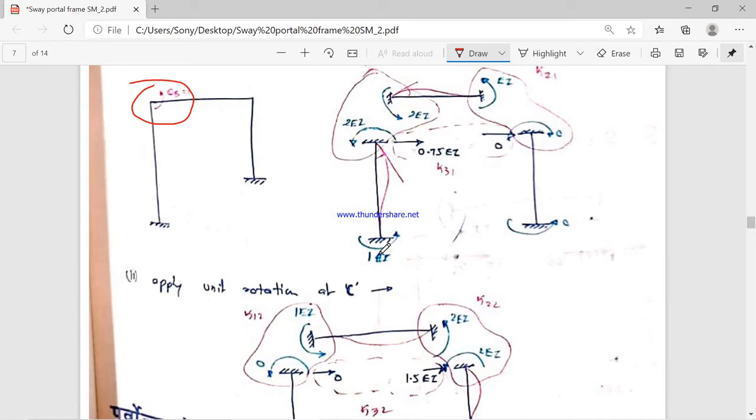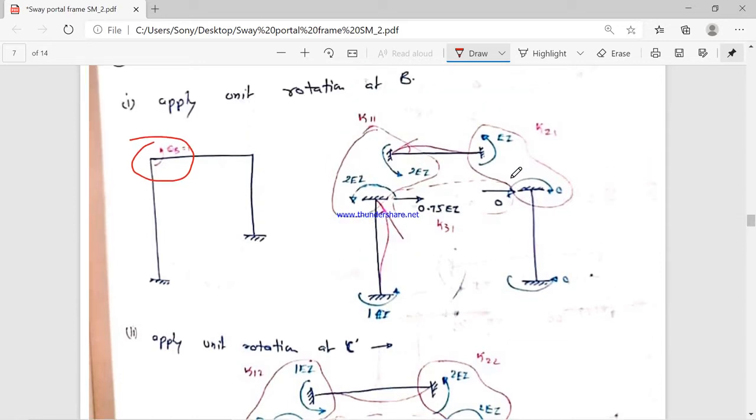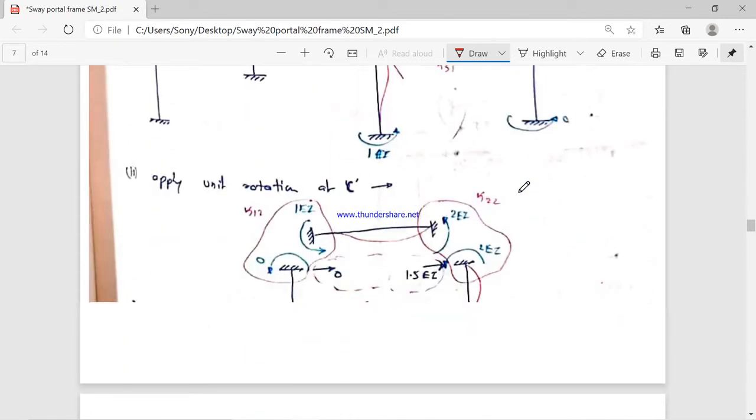Here it will be vertical. This is 2EI/L and 1EI, and it is equal to 0.75 EI. Okay, and it is 0, 0. As there is no effect of rotation at support C, there will be no formula applicable here.